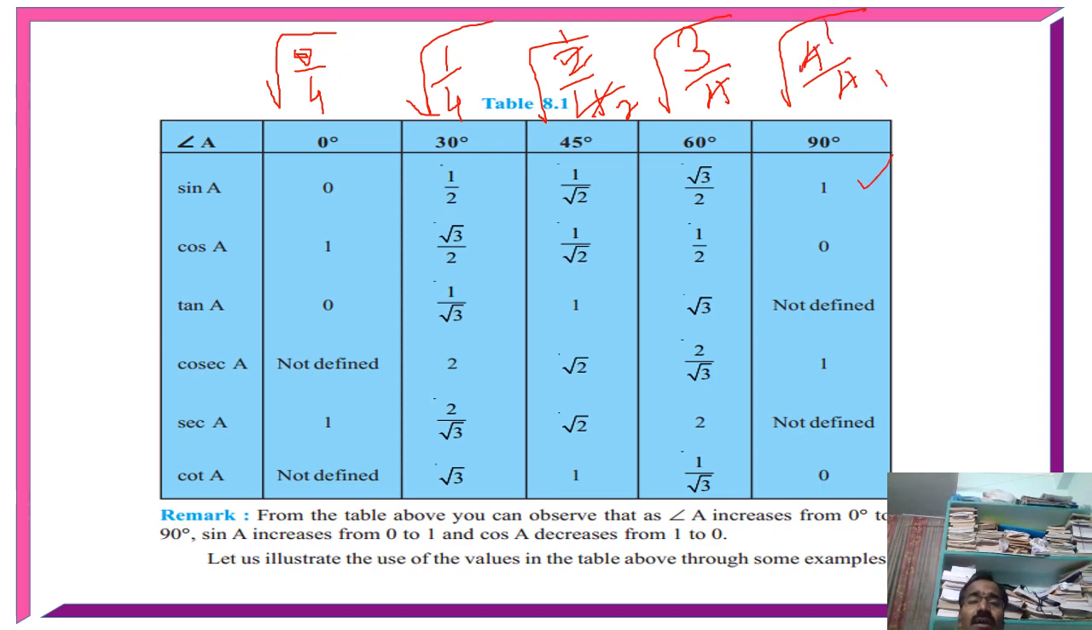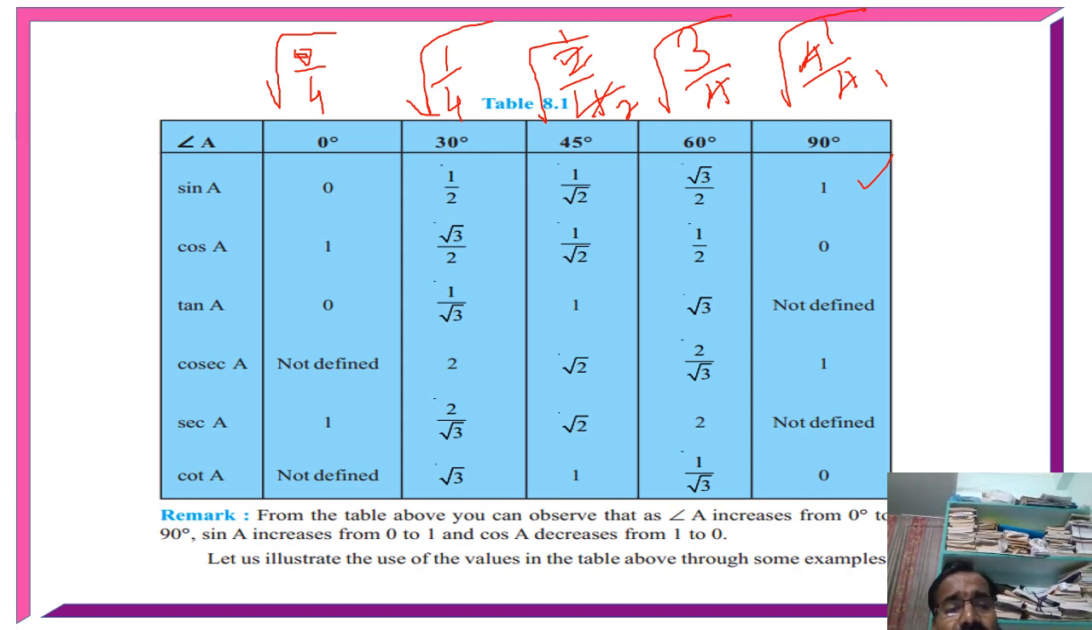Sine 91. If we write reversely, sine and cos are complementary to each other. So if we write reversely, cos 0 value 1, cos 30 value root 3 by 2, cos 45 1 by root 2, cos 60 1 by 2, cos 90 0. Sine by cos, if you do, you get tan.